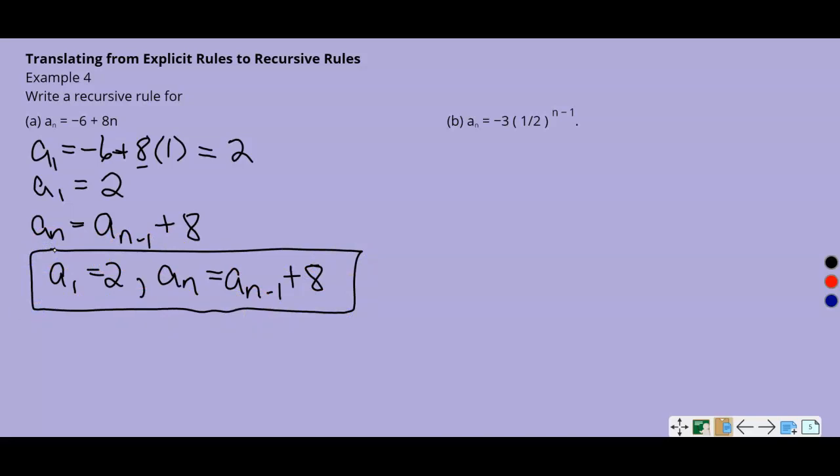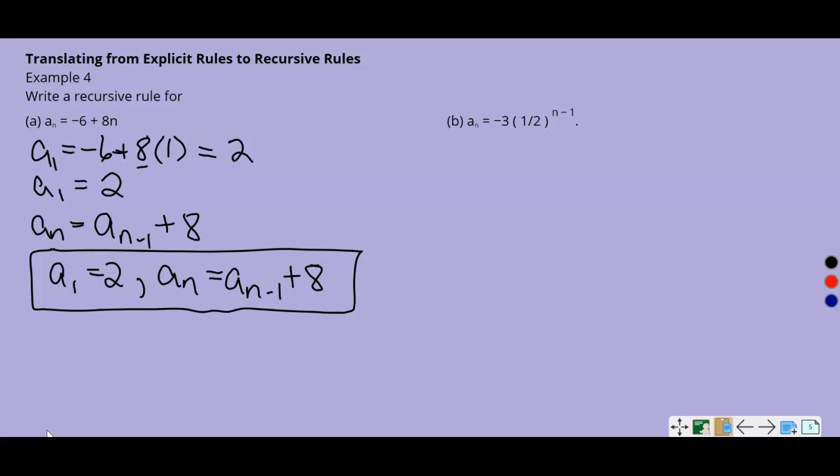So again, with the recursive rule, you do need to include your first term, which we were able to calculate by simply plugging a 1 into n to get that first term. All right, B part, a sub n equals -3 times 1/2 raised to the n minus 1. So hopefully you recognize this as a geometric sequence where a part was an arithmetic sequence. So again, just getting familiar with these general formulas.